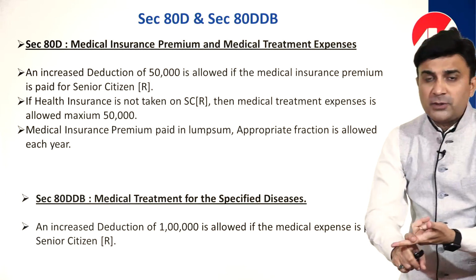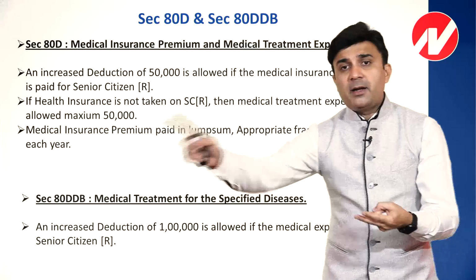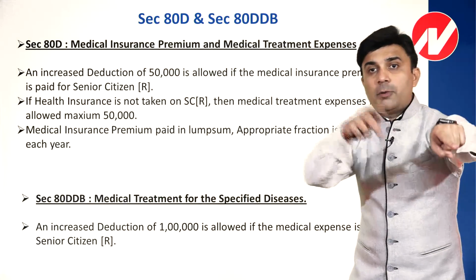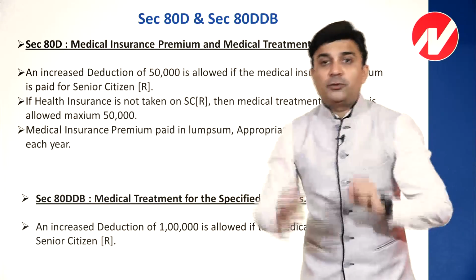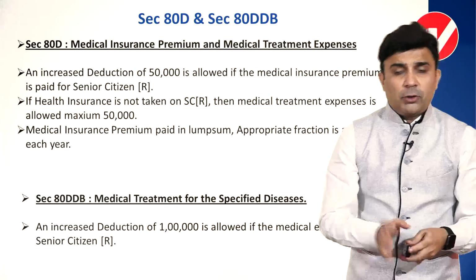For my father, medical insurance is not taken. For my mother, I am paying a medical insurance premium of 12,000. So I will be able to get 80D on 12,000, but I will not be able to get 80D on that 6,000, which is expended by me. Why will I not be able to get 80D on this 6,000?